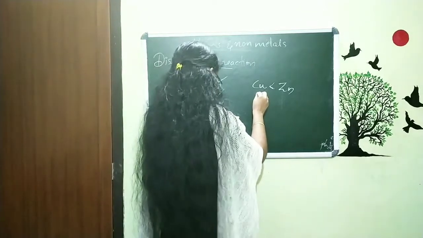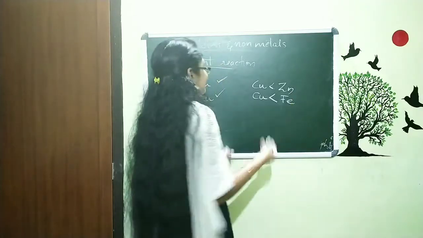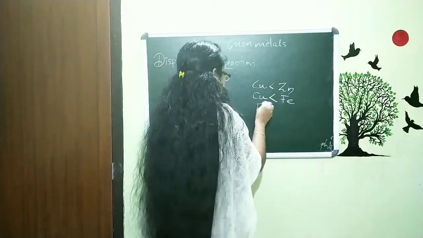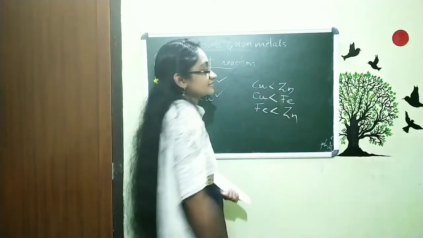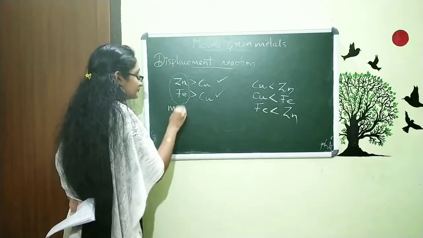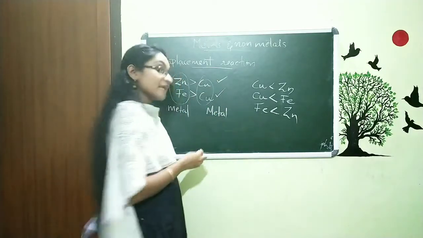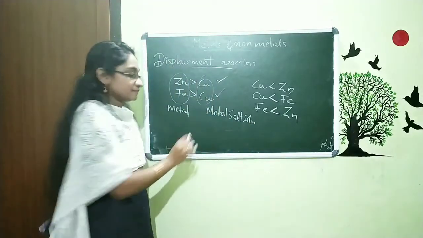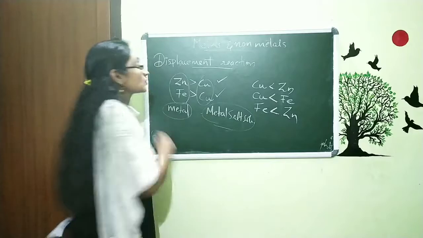And also in Beaker D, you can see the copper and the iron again. Here also this copper is less reactive than the iron. And in the fifth beaker we have iron and the zinc. Here also this iron is less reactive than zinc. That means these two are metal, and these two are metal in metal salt solution. So when this metal is more reactive than this metal salt solution, a reaction occurs.